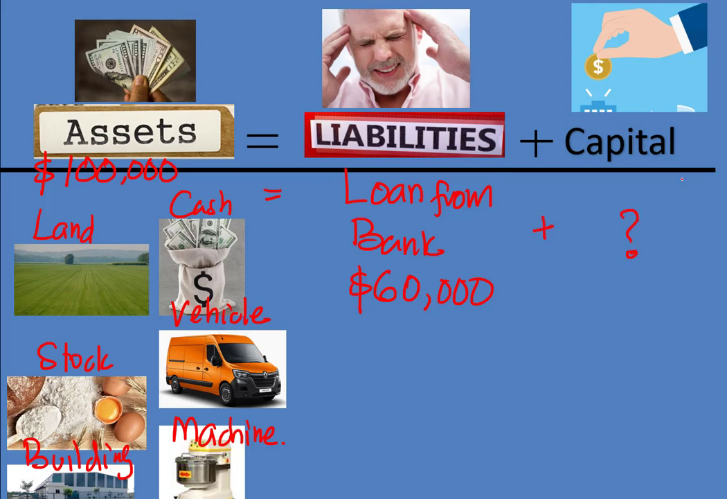So what is the amount of capital? The amount of capital is $40,000. So this will be your capital. Okay. The formula is assets is equal to liabilities plus capital or equity.